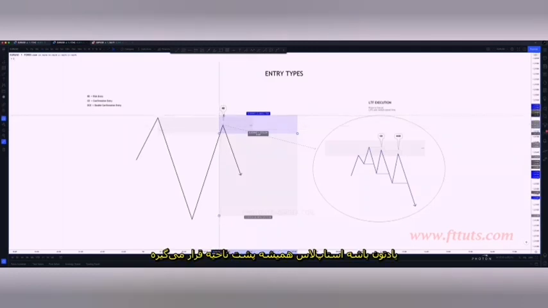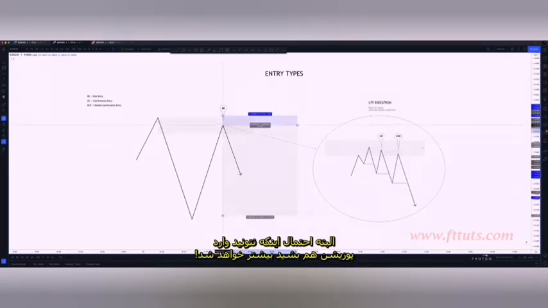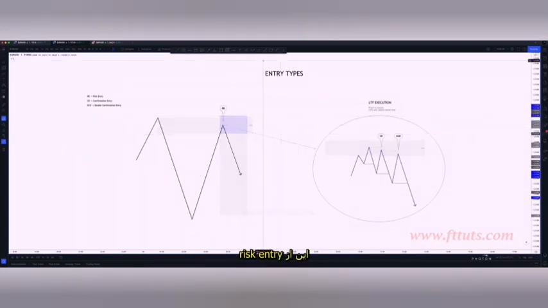Remember, your stop will always go behind the zone, and your entry can be anywhere on or within the zone. Obviously the more refined you go, the better the risk to reward you get, but the more you increase the probability that you may not get tagged into a position. So that's your risk entry.